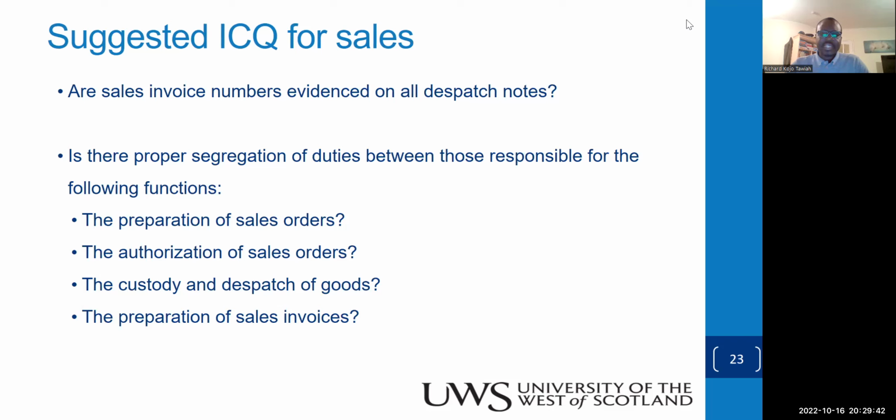Again, you could also consider, are sales invoice numbers evidenced on all dispatch notes? Is there proper segregation of duties between those responsible for preparing the sales orders, for authorizing the sales orders, the custody and dispatching of the goods, and the preparation of sales invoices? Or is it one person who does multiple functions?